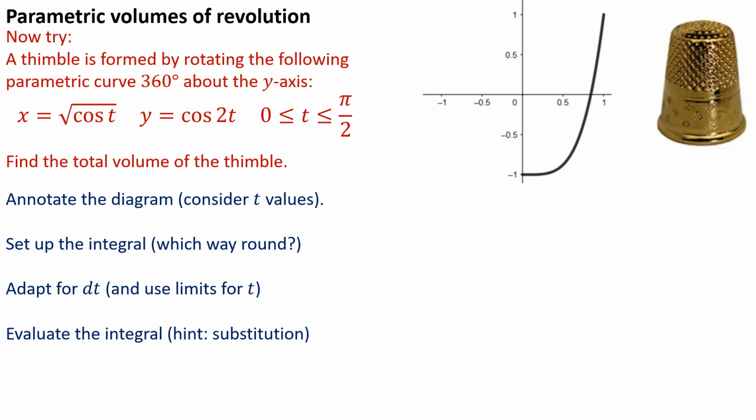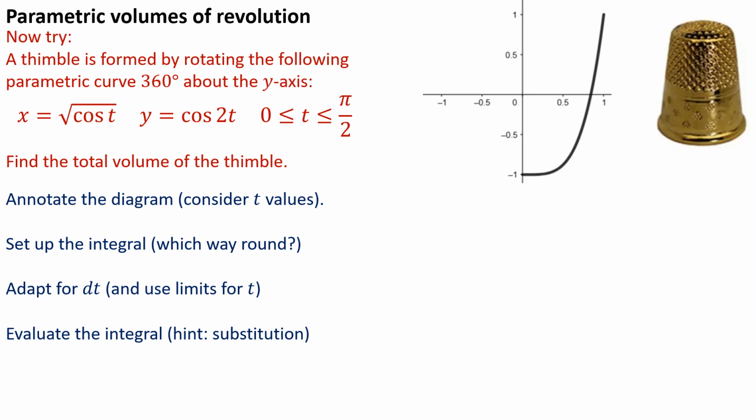So these are the steps that I'd recommend you follow. If you're a little stuck at a certain point, follow these. Annotate the diagram by thinking about your t values. Look at what happens at 0 and at pi by 2 and indicate where those points occur. Set up your integral. Think about whether it's a pi x squared dy or a pi y squared dx situation. Adapt using dt and change your limits to t values. And finally, have a go at evaluating the integral. You might find when you've simplified it, a substitution is going to work quite nicely, or possibly inspection.